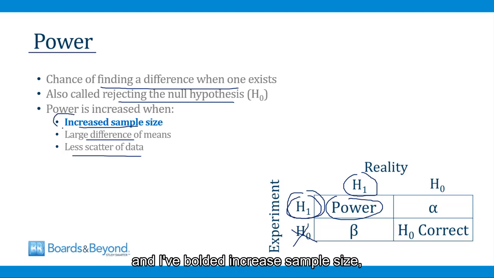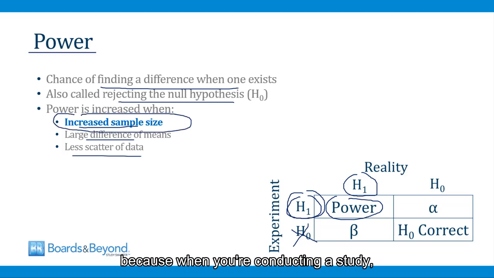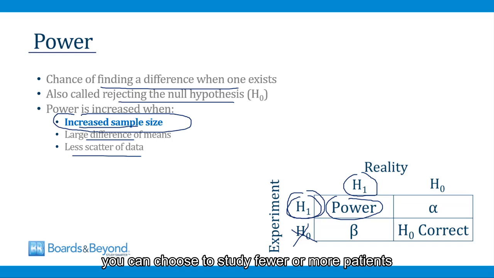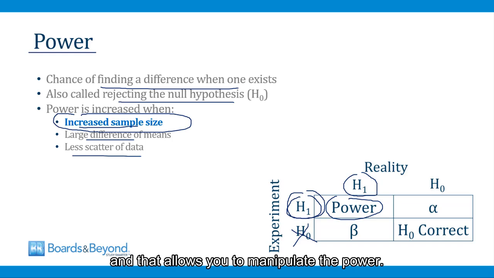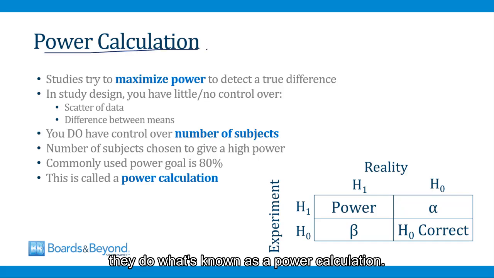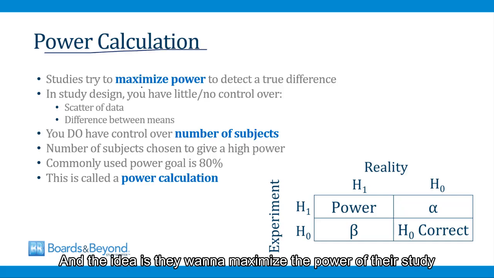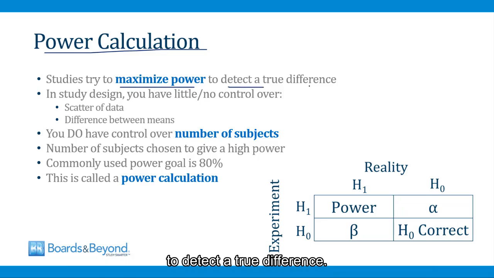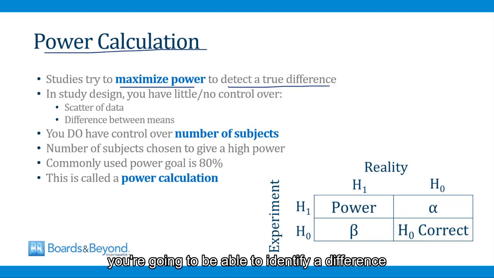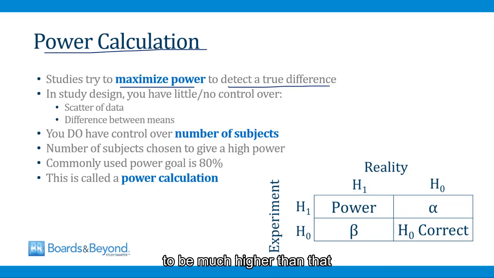And I've bolded increased sample size because when you're conducting a study, the one thing you have control over is the sample size. You can choose to study fewer or more patients, and that allows you to manipulate the power. So when researchers are conducting studies, they do what's known as a power calculation, and the idea is they want to maximize the power of their study to detect a true difference. You don't want to waste a lot of time on a study if there's only a 5% chance you're going to be able to identify a difference that exists. You want the chance to be much higher than that, so conducting the study is worth your time.